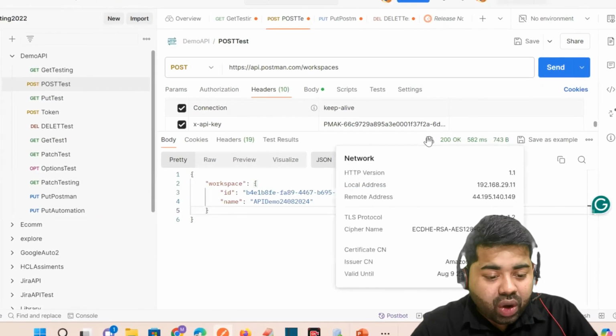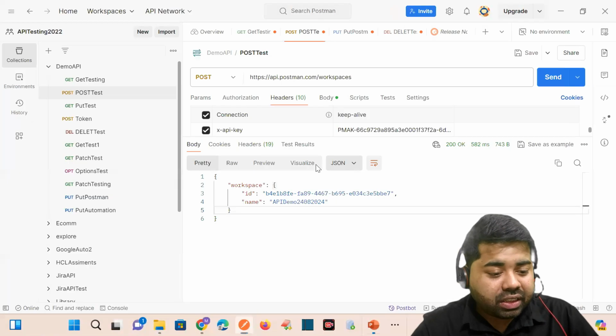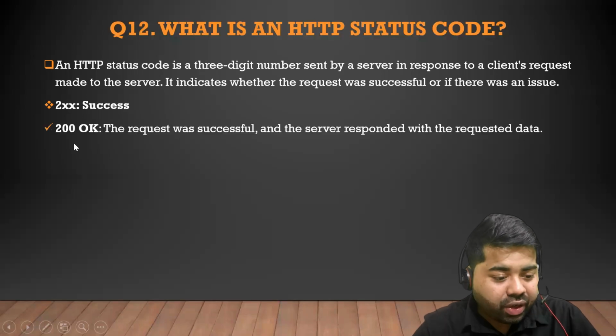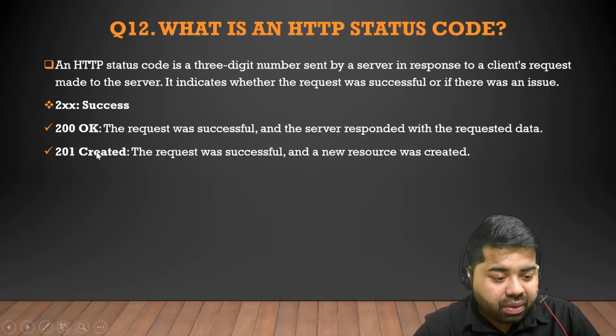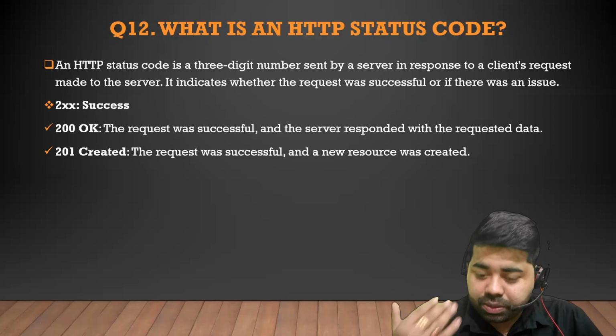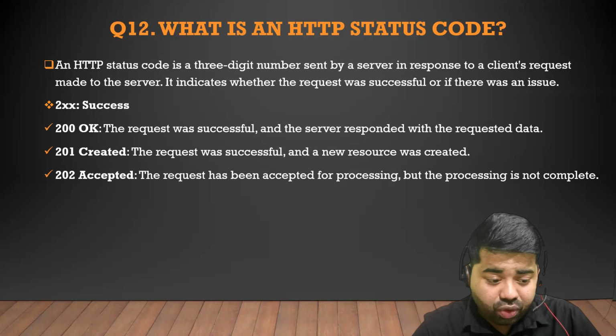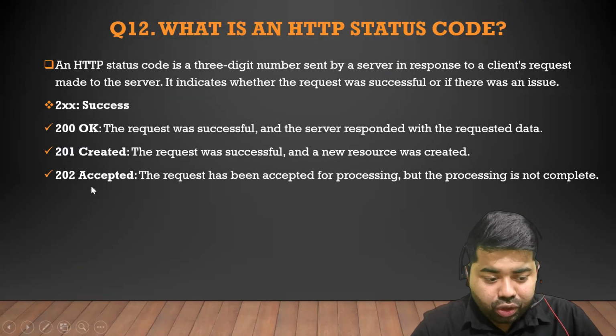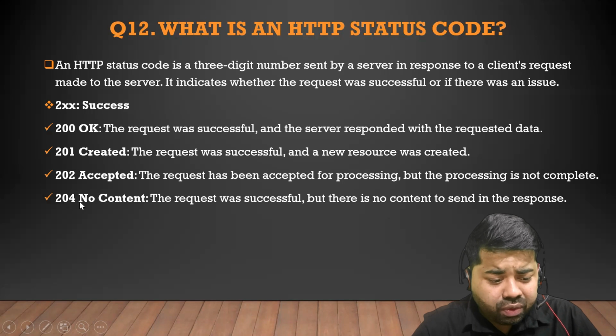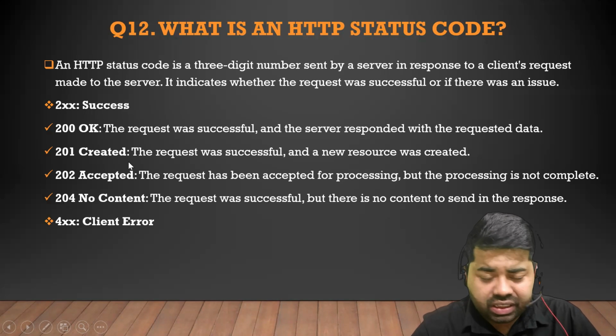In the 200 series, again we have many things like 200 OK, then 201 Created. We can check our spec doc to see what status code it is returning. Then 202 Accepted, 204 No Content. These are the success series, and now we have the client errors.